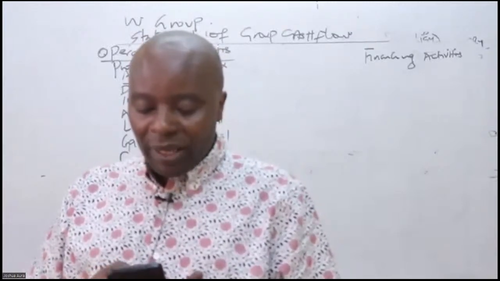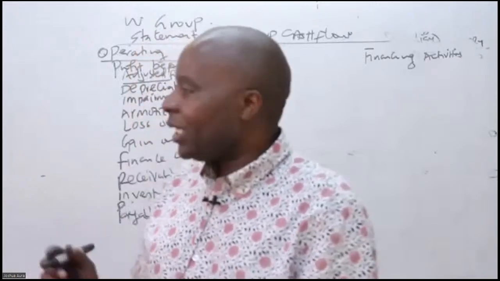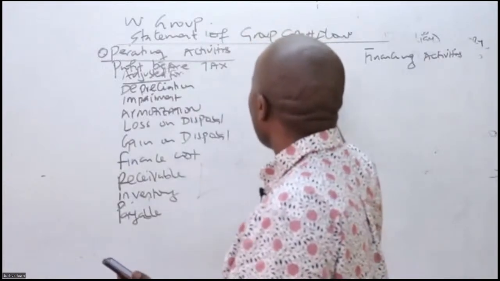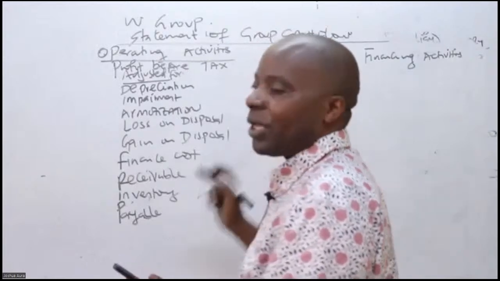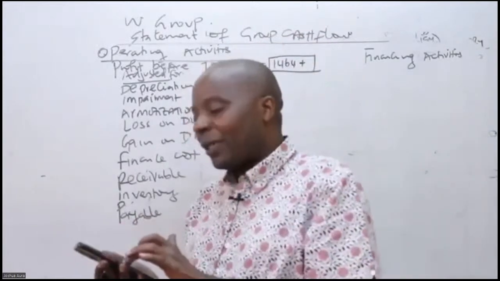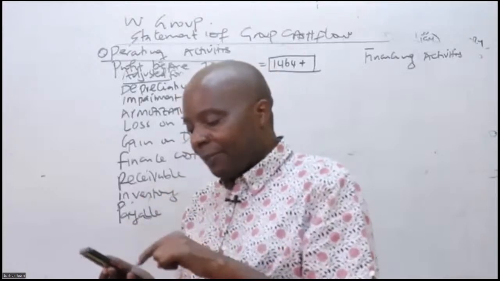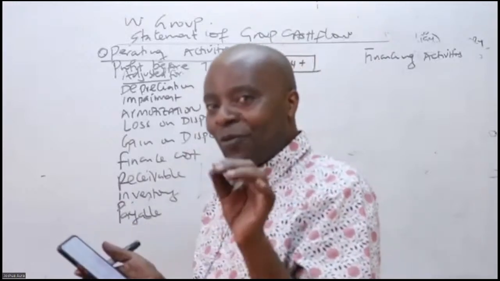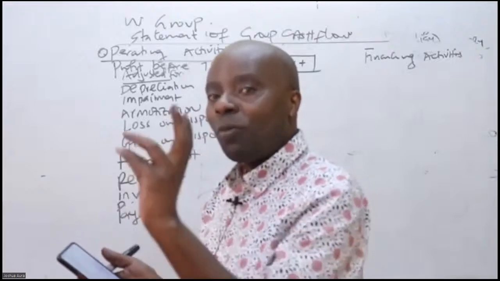Wanasema profit before tax, umeangalia kwa income statement, wakasema profit before tax ni 1464, unasema equals kwa hii seli yako, unasema 1464. You see, this 1464 is for continuing operations. You can see up there, they have given you a title, continuing operations. But you want profit for the entire group, from the continuing and the discontinued operations.